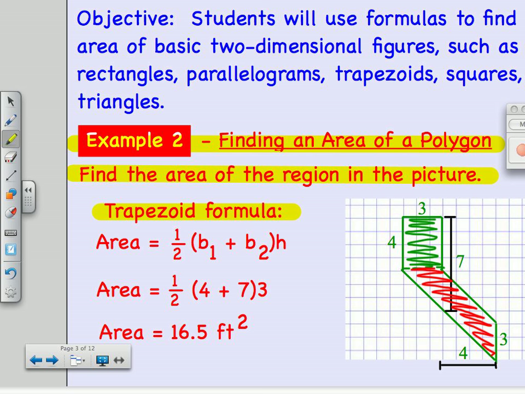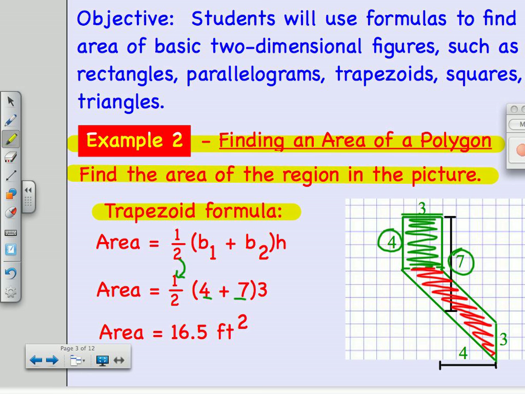Okay? So, here we go. So the area of this one, we're going to use a trapezoid formula. Half of base 1 plus base 2. Base 1 is 4. Okay, so this is one base, 4. Base 2 is 7. So we have 4 plus 7. We're going to take half of that. This says half, so we're just going to bring it down half. And multiply times the height, which is 3.